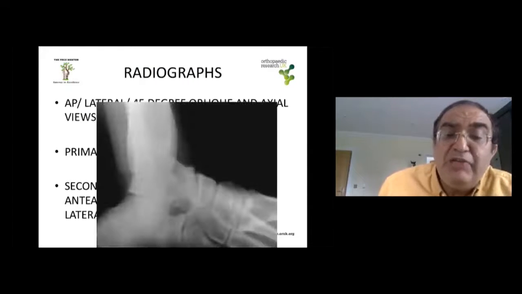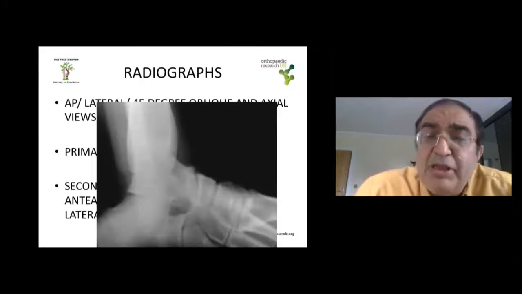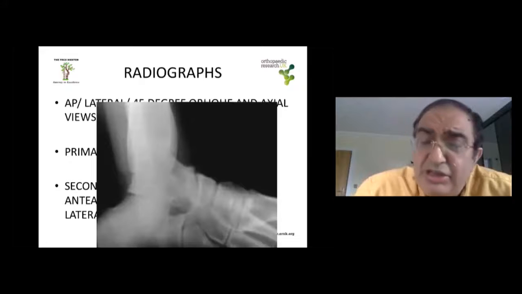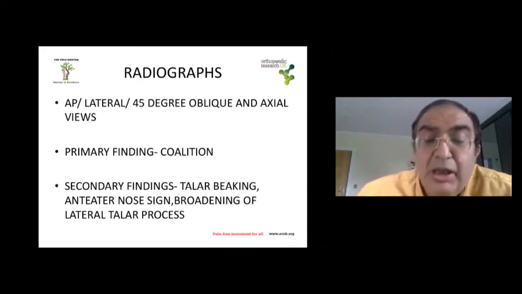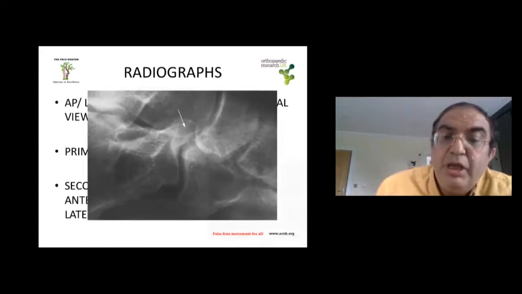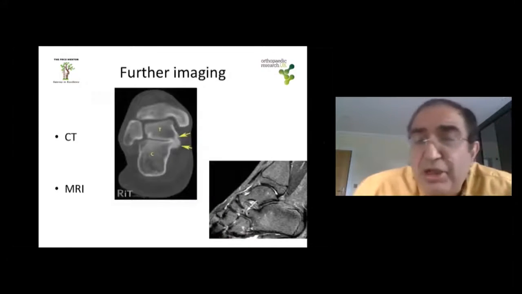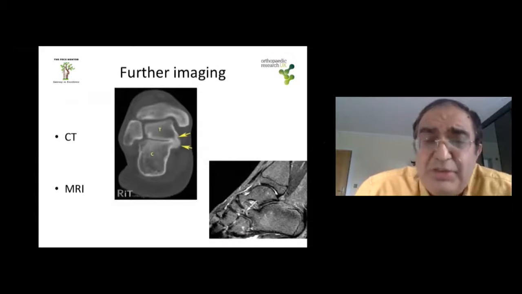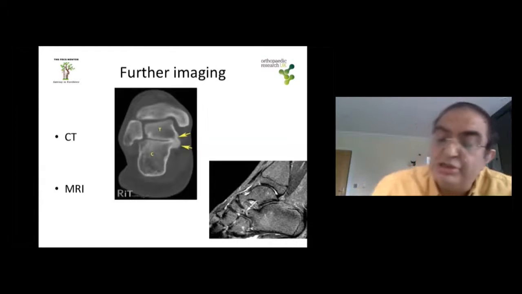Okay, further investigations: apart from the primary finding, that is seeing the coalition, you can see secondary changes. One is talar beaking, and you can see the anteater nose sign, which is a prolongation of the anterior process of the calcaneum. Further imaging you can do is CT scans, which show especially the talocalcaneal coalitions quite well. And you can do MRI scans, especially for the cartilaginous coalitions.